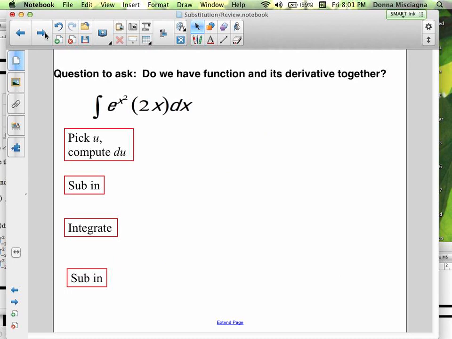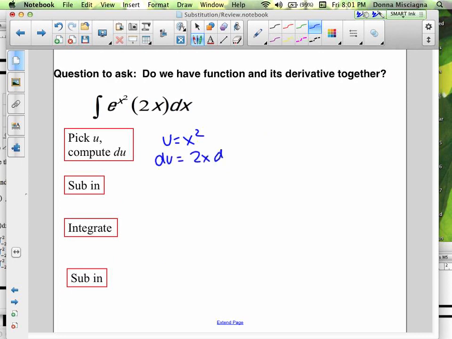Be careful, don't choose e to the x squared as your u, because you don't have the derivative of e to the x squared. And I don't need to have it. The e's not a problem, it's the exponent that's the problem. So my u is going to be x squared, which makes my du equal to 2x dx. All right, and I do have a 2x dx.